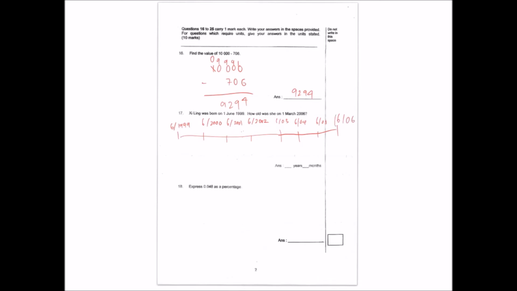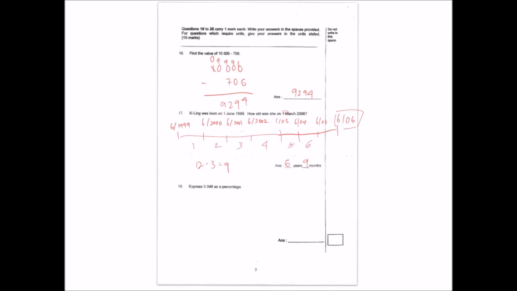Okay, but June 06 is actually past 1st March already, so it is not complete years. How many complete years do we have? We have 1, 2, 3, 4, 5, 6, and we don't have the 7th. So 6 is the 6 years. And we are 3 more months to another full year, so we take 1 whole year minus 3 to get the months. So 6 years and 9 months is the answer.